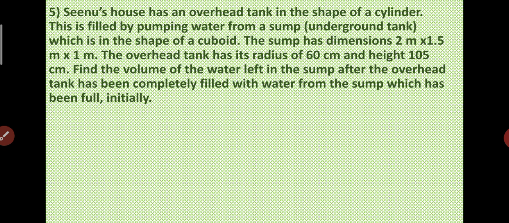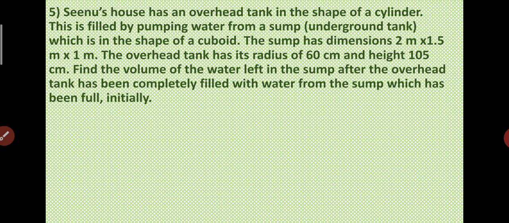Initially means beginning. In the beginning, the sump has full water. From the sump, that is from the underground tank, they are filling the overhead tank, which is in the shape of a cylinder. Understand? Now, the underground tank is in the shape of a cuboid. The dimensions of the cuboid, that is L, B, H, are given. Then the overhead tank is in the shape of a cylinder, so the radius and height of the cylinder are given. Understand, children? Now what we have to do?